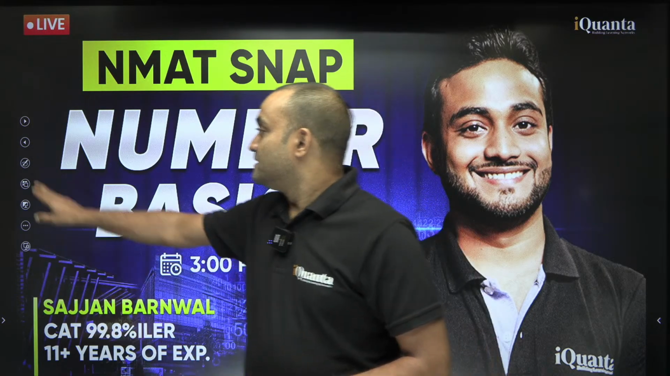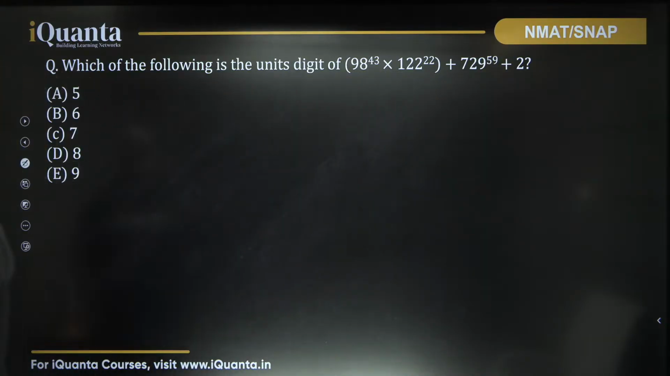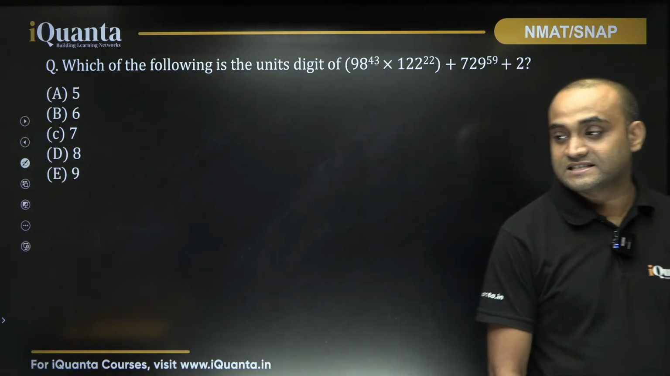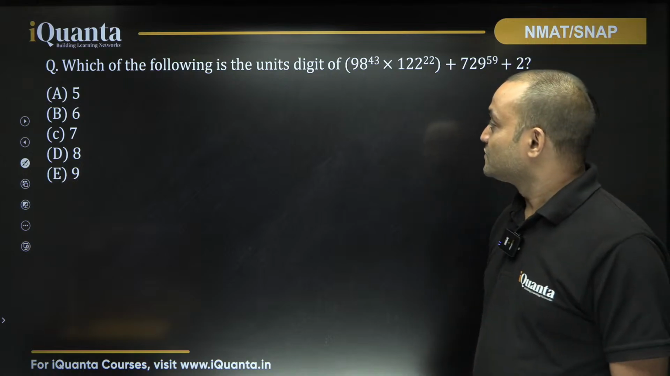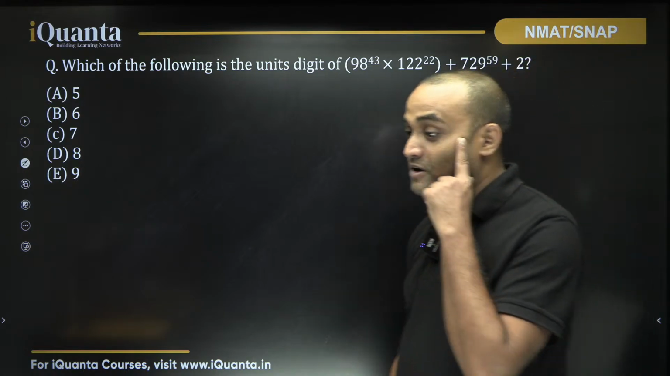All right. This is the first question that we are going to discuss today. Hello, Vanshika. Good afternoon. Quickly try to solve this question. Send me your answers. Let's see how many of you get this correct. Which of the following is the units digit of? So we are talking about unit digit.